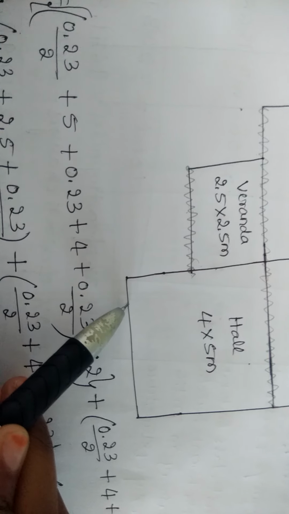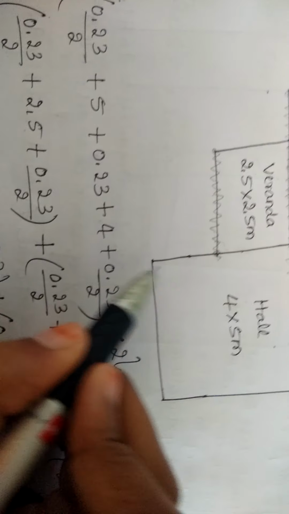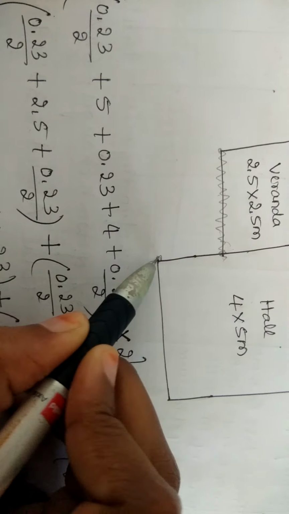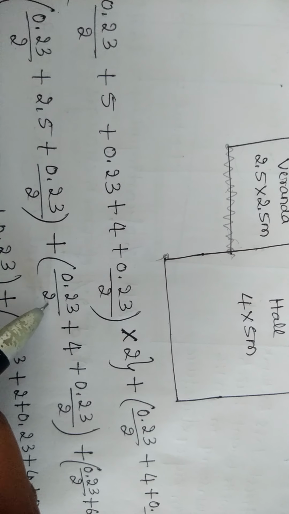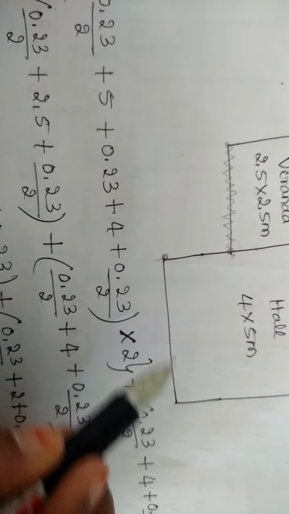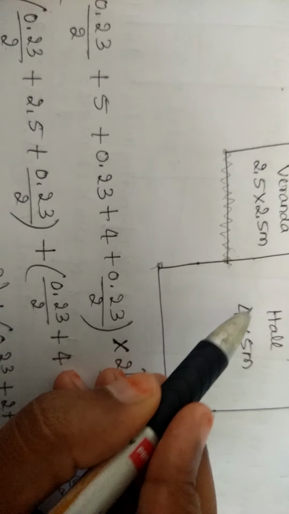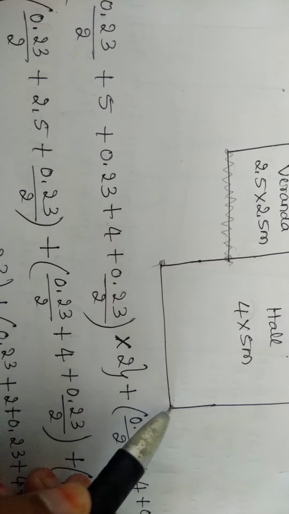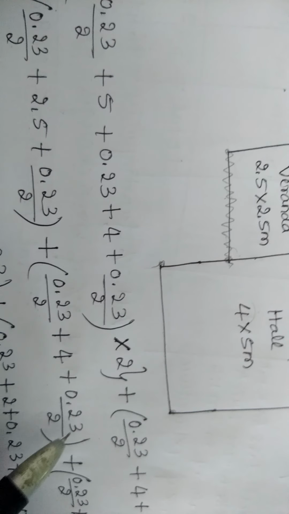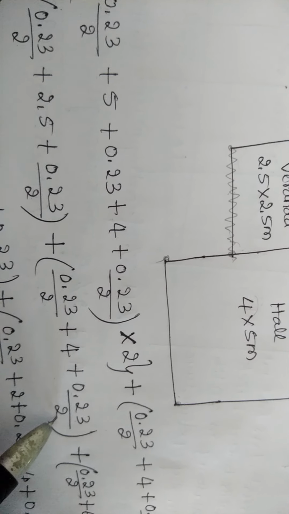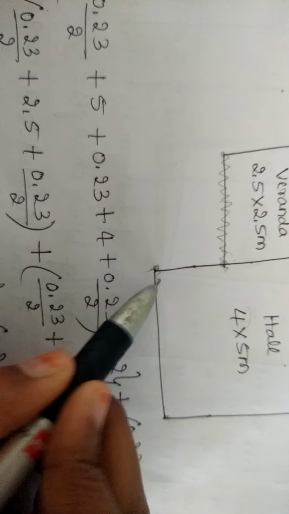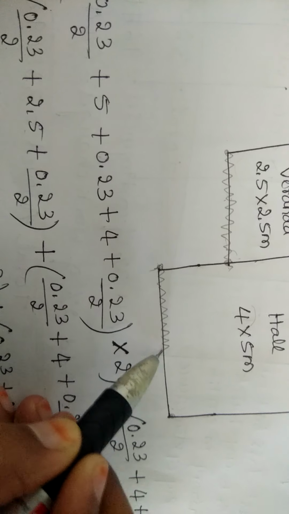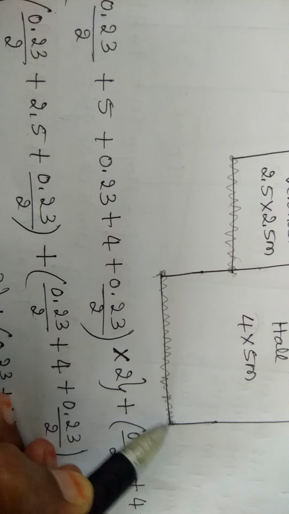Now, only one wall is left out. So this wall I will be considering now. Starting with this corner, as it is in the corner, I had to take half of the wall thickness, plus this clear distance I take. The clear distance is 4 meter, plus again I reach another corner. At the end I have to take again half of the thickness, that is 0.23 by 2. So that gives me the center to center length of this wall.